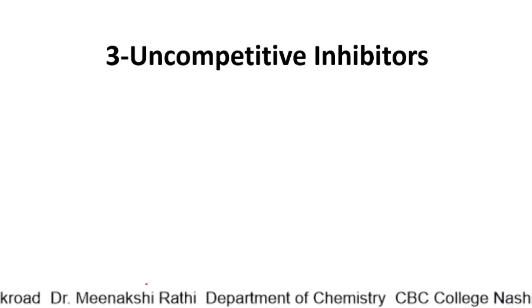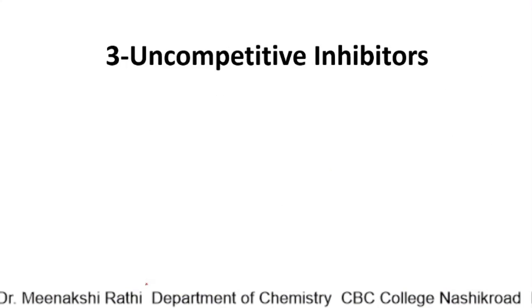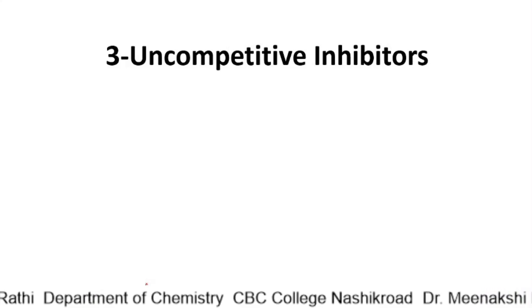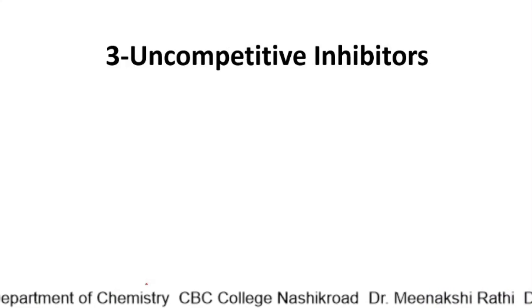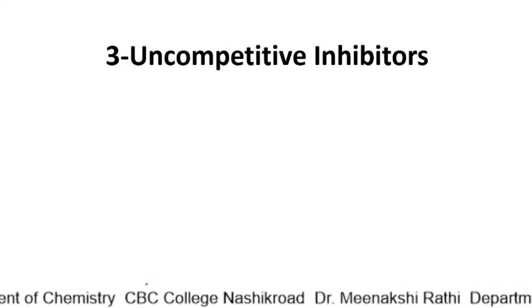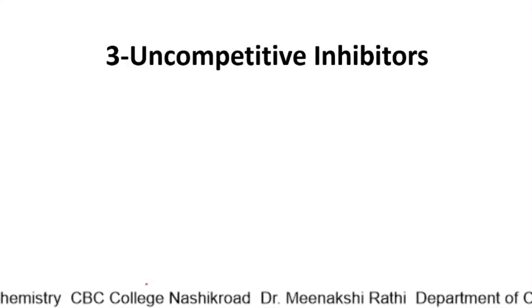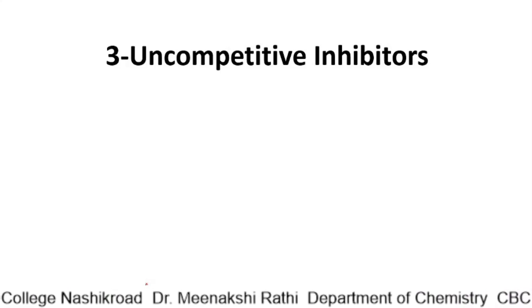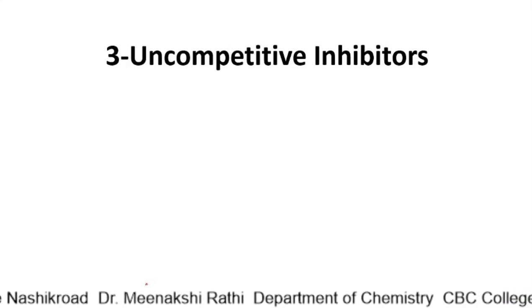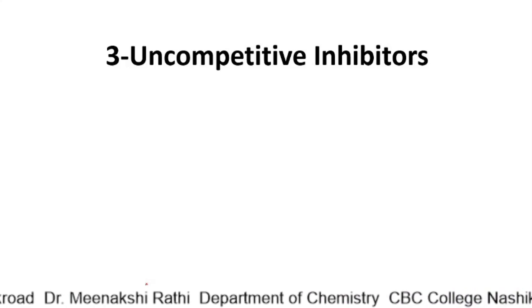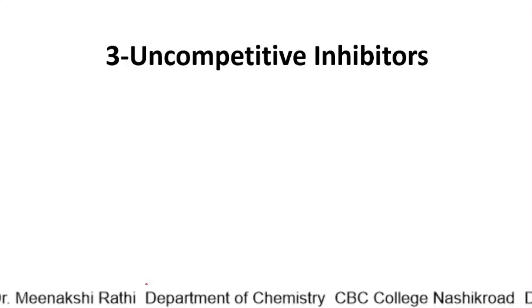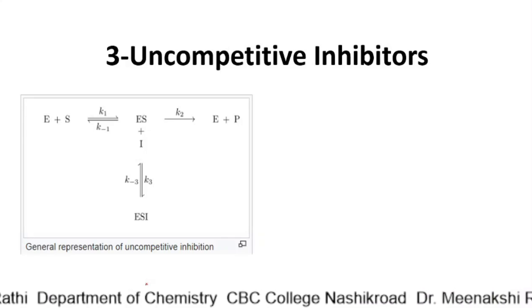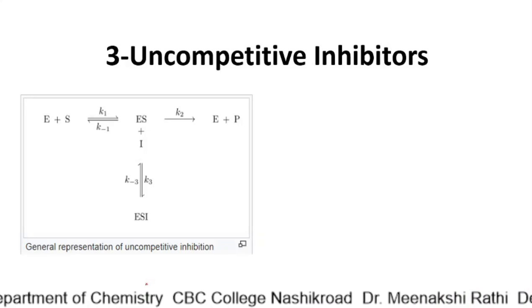Now let's discuss the third type of reversible inhibition, that is uncompetitive inhibition or uncompetitive inhibitors. First we have seen competitive, second is non-competitive, and third one is uncompetitive inhibition. Now this uncompetitive inhibition we can very well understand by seeing this reaction.